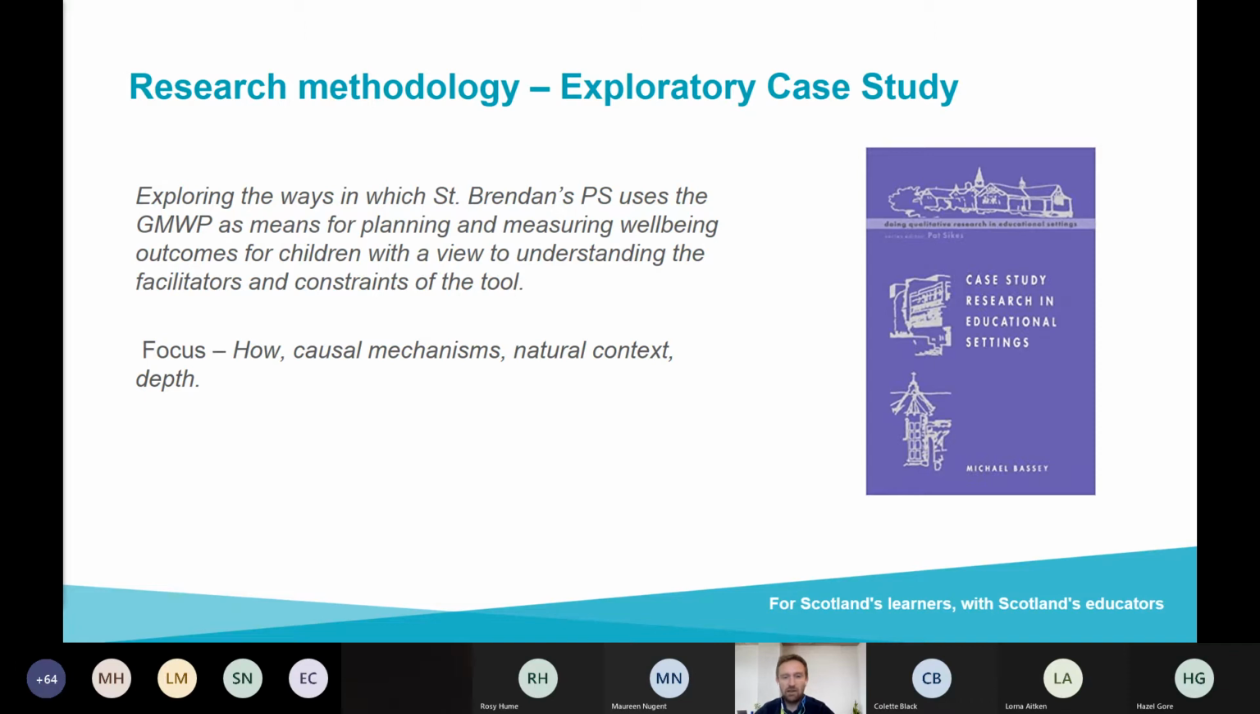So the case study was developed from August to the end of the 2021 session, but the data that I'm going to talk to you about today was from the August to December part. What we did was we had 14 pupils and 7 staff, and we did a series of focus groups with pupils from the P5 to P7 cohort and teachers as well, to identify what was going on when the GMWP process was occurring in St Brendan's. So if we could skip to the next slide.